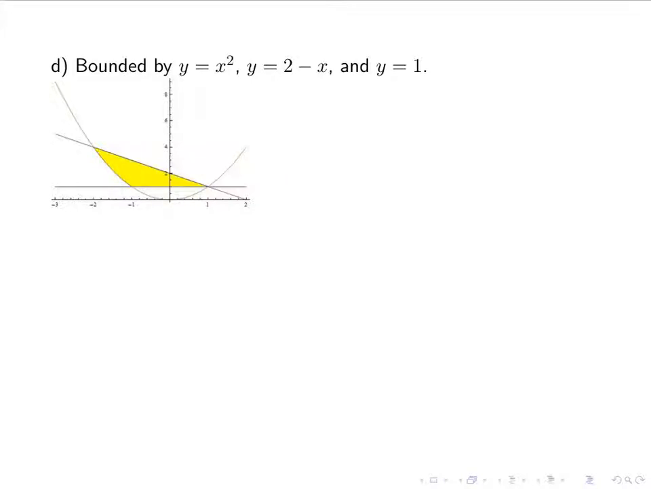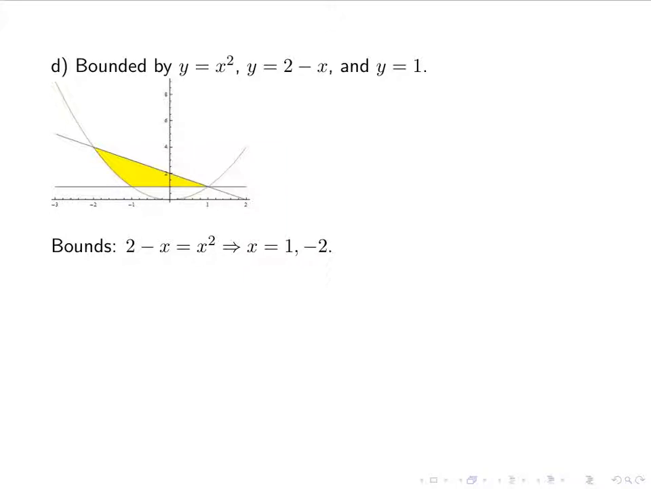Here we have an area bounded by y equals x squared, y equals 2 minus x, and y equals 1. So we have what kind of looks like a triangle here. Again, we need the bounds, so we're going to do that first. We're going to set our two equations equal to each other: 2 minus x equals x squared. Again, it's a really nice quadratic, and you should be getting 1 and -2.